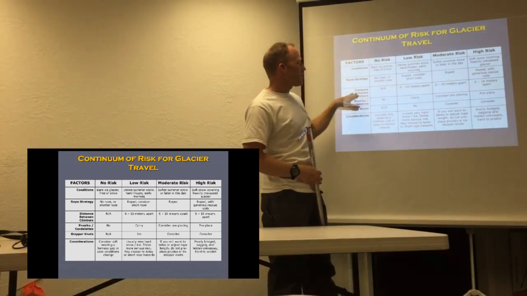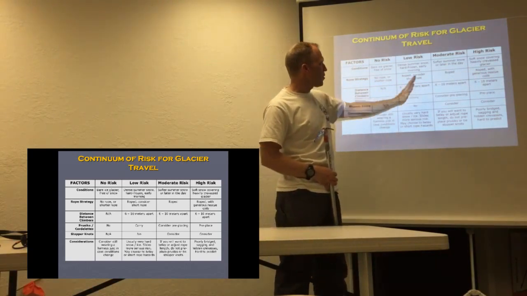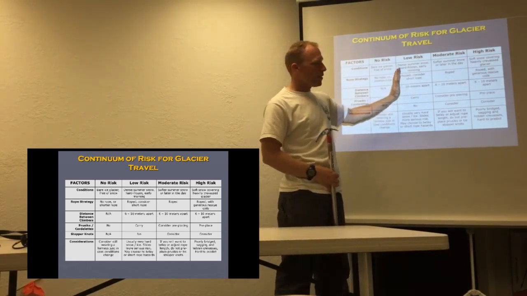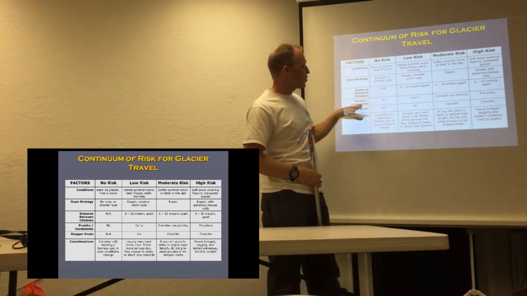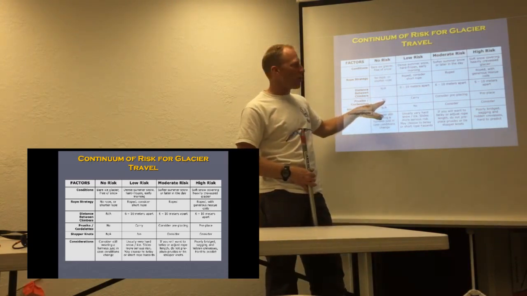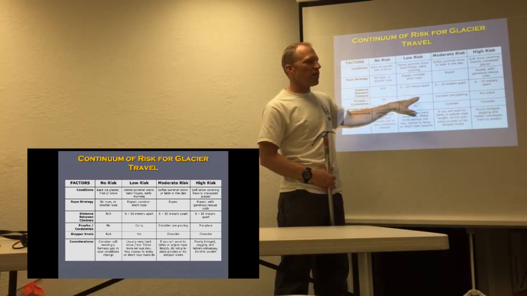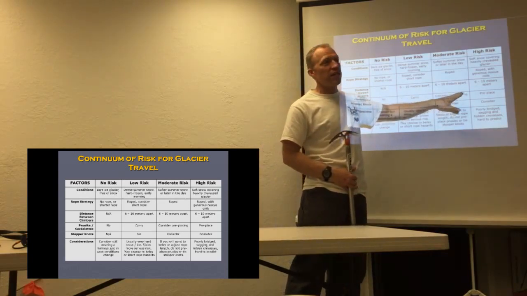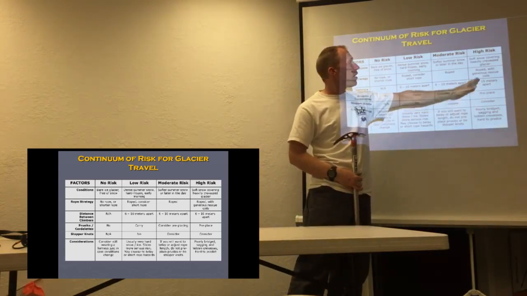Distance between climbers is about the same. You start roping up at about low risk. Prussics and cordelettes, stage 1, you don't even have them at all. In low risk, you would carry them, and then you would consider pre-placing them, and then you would definitely pre-place them at this level.